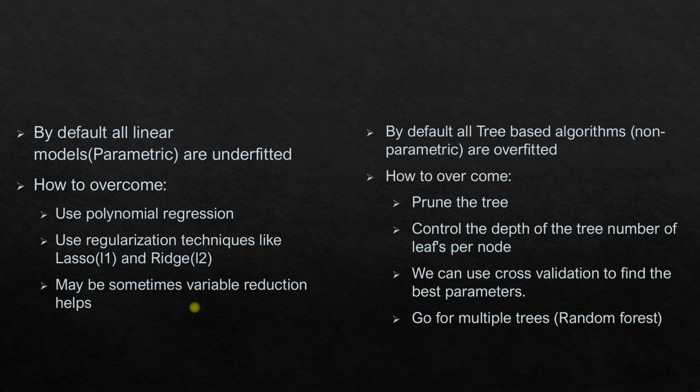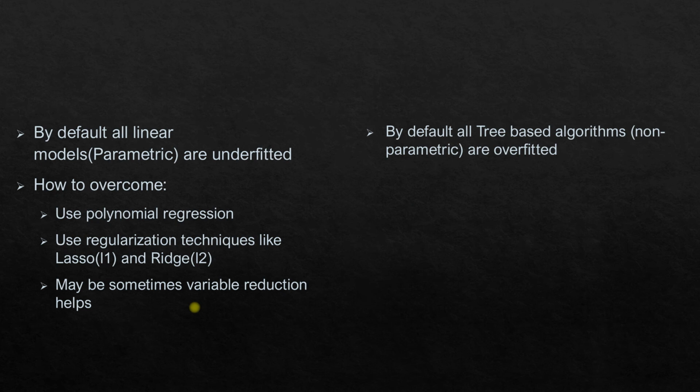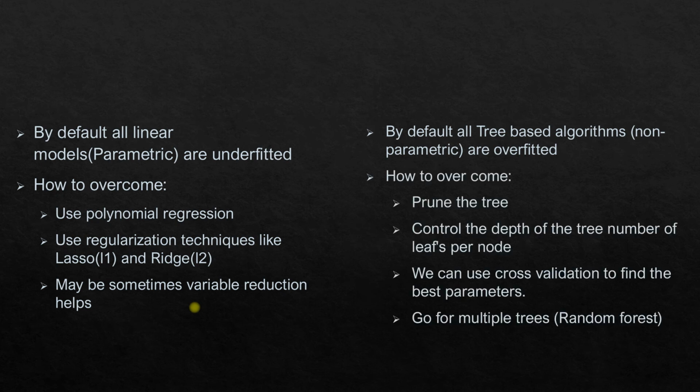Now, when you talk about non-parametric algorithms like tree-based algorithms, by default they are overfitted. The underfitting in case of tree-based models is very less, right? How can we overcome it? We can prune the tree. We already talked about how you can build decision trees in one of our videos. Pruning the tree means cutting the tree.